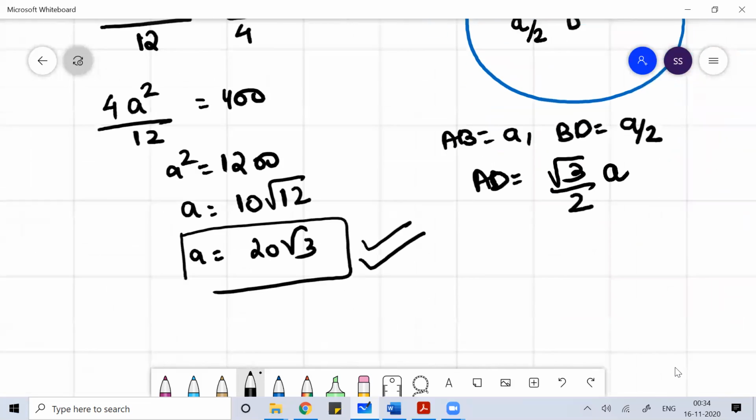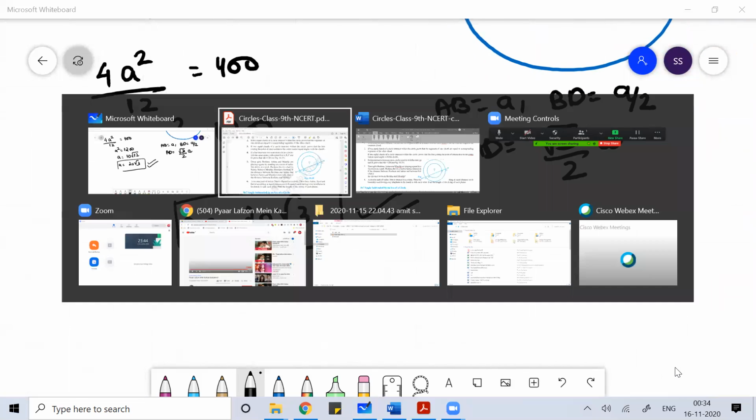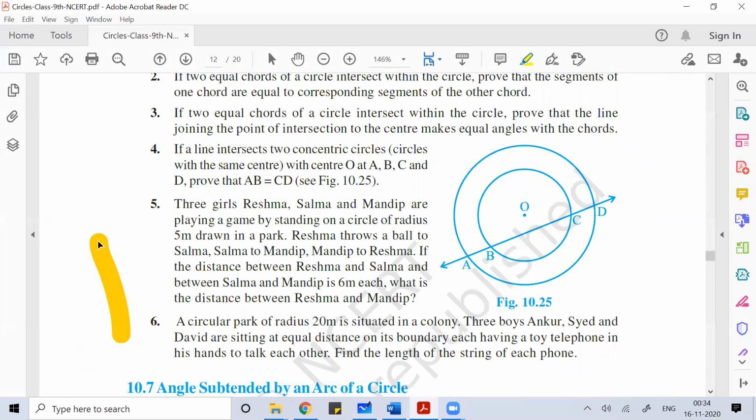Okay everyone, I hope you understood this. So this much we'll do for this class. We'll continue the discussion from angle subtended by the arc of the circle. We'll discuss this in our session number 3. I hope you have understood what all we have done till now.